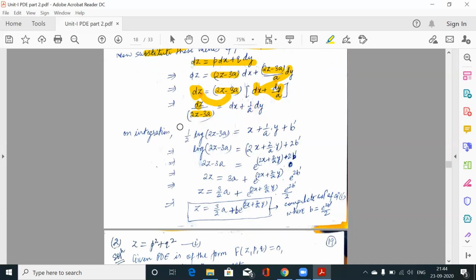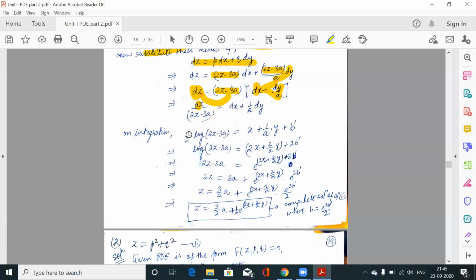So what is the integration? The integration of the left hand side term, 1 upon 2z minus 3a with respect to z. What is the integration? I hope you know the integration. It is 1 by 2 log of 2z minus 3a. How? You just substitute 2z minus 3a as t. So dz will be dt by 2, and so this will become 1 by 2 dt by t. So 1 by 2 log t, and log t is again 2z minus 3a.